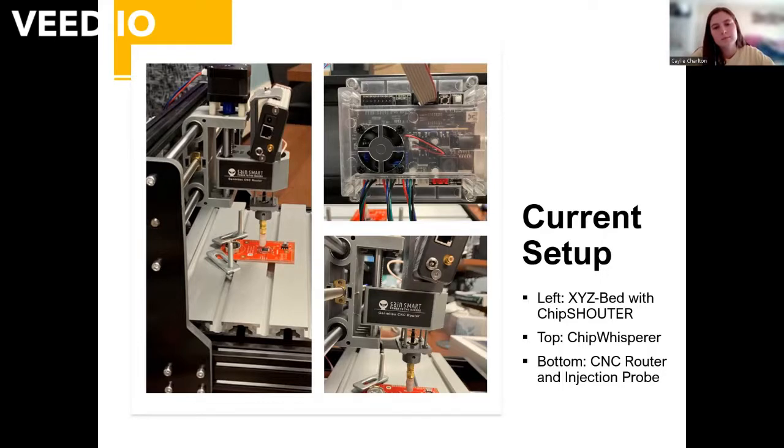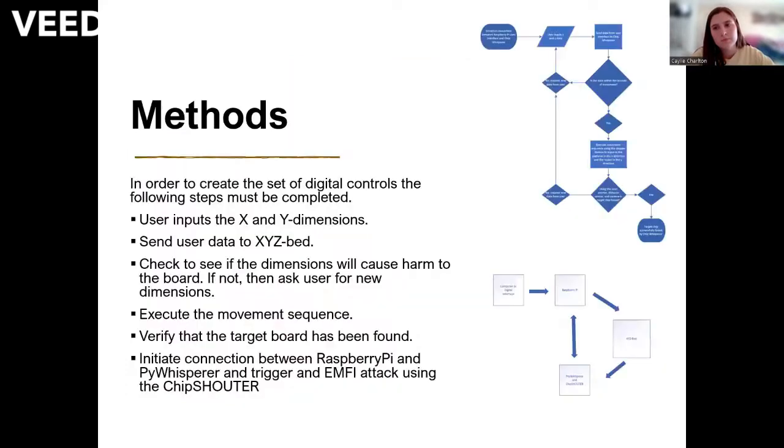The top picture is the ChipWhisperer, which analyzes the glitching that the EMFI attack causes on the target chip. The bottom picture is the CNC router, which moves in the Y direction, up and down. That's very important because you can run through the target board if you're not careful with the current system, which is also a fault that we aim to fix.